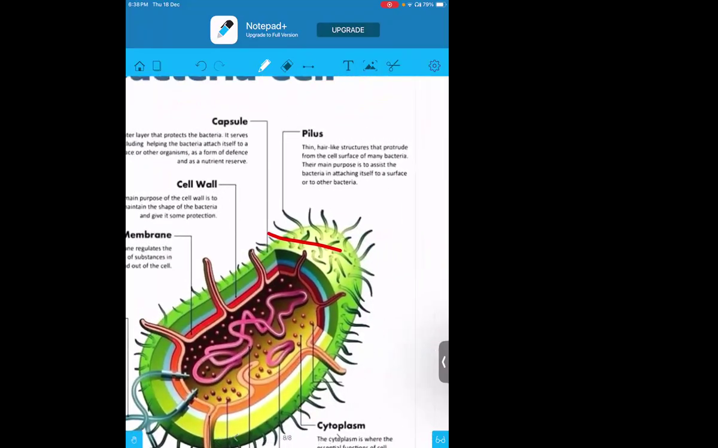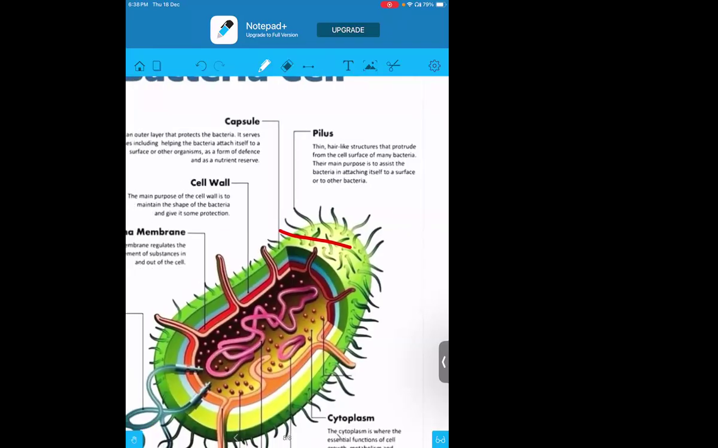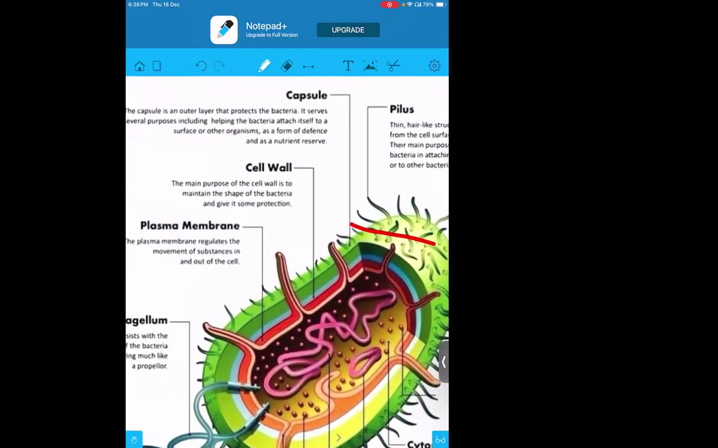Thin hair-like structures that protrude from the cell surface of many bacteria. Their main purpose is to assist the bacteria in attaching itself to a surface or to other bacteria. Okay. Sahiti, the function of the cell wall. The main purpose of the cell wall is to maintain the shape of the bacteria and give it some protection. Okay, good.